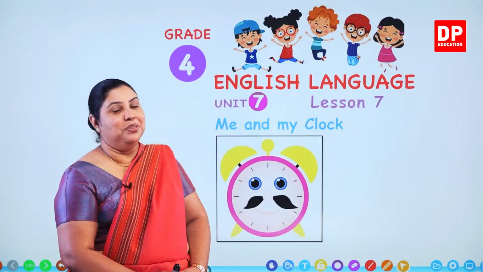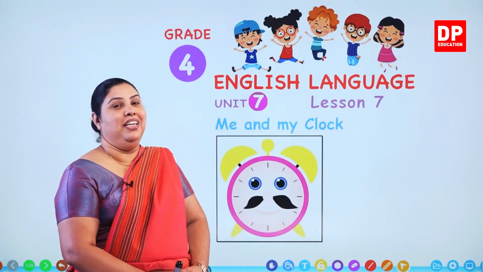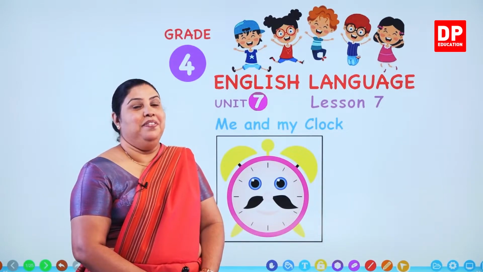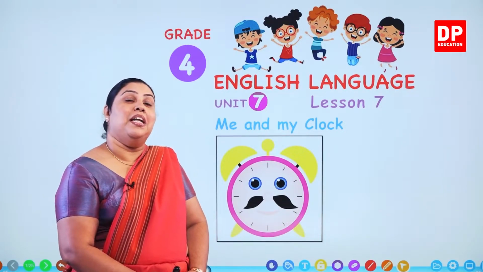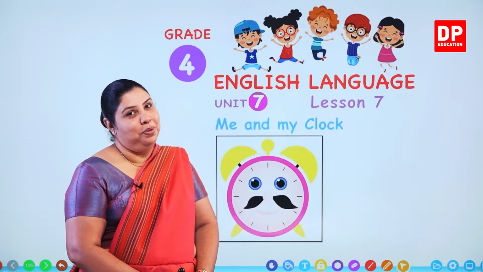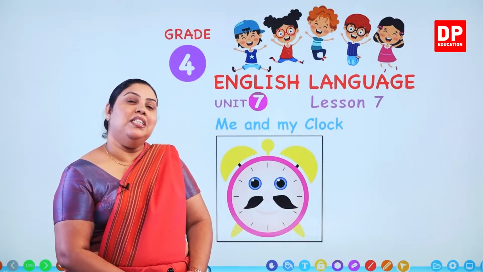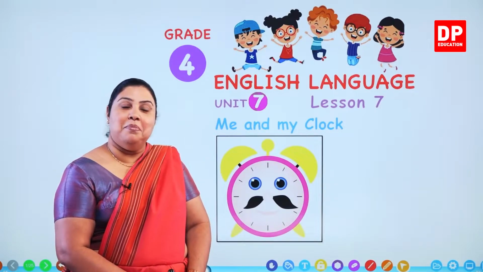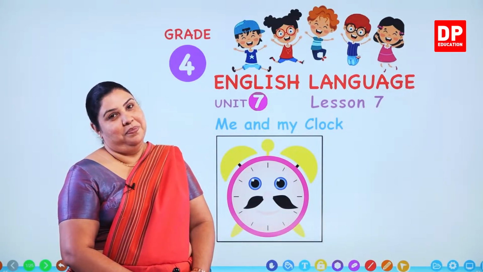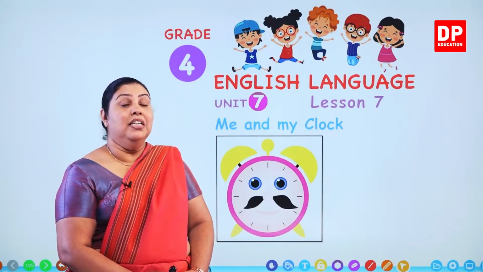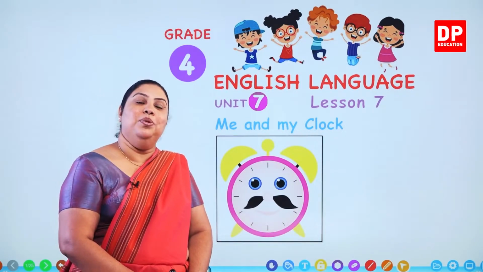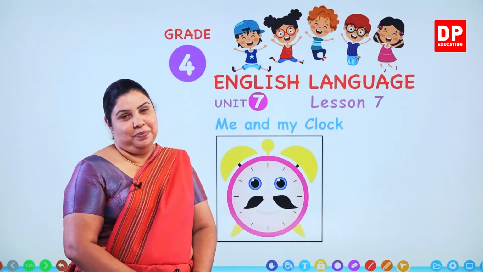We have come back together, you and me, to start our English lesson. We have started unit number 7 in your pupils book. What is our unit all about? It is all about my calendar. We have completed 6 lessons and today we have to do lesson number 7.